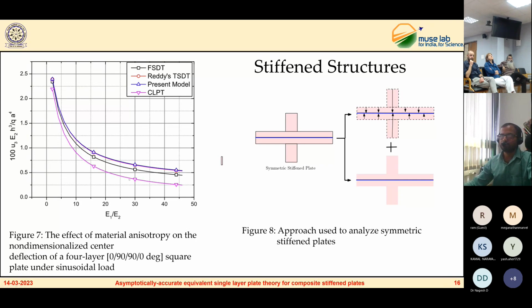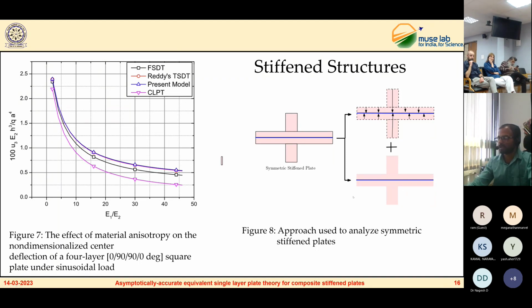Now we have used the present plate model for the analysis of stiffened structures. To analyze the stiffened structure using the present model, instead of considering a stiffened plate structure as a combination of two structures, a plate and a stiffener, we are treating the stiffened structure as one single structure with varying thickness. We use the present plate model to reduce the dimension of the structure. We take the mid plane of the structure as the reference plane, and we reduce the dimension using the present approach. We finally get a two-dimensional model for the stiffened structure.